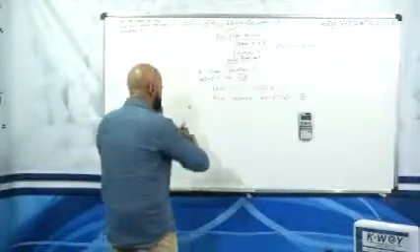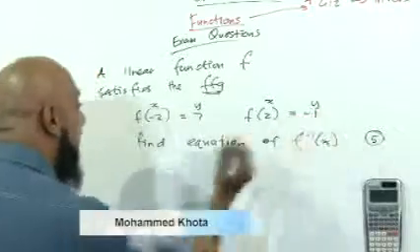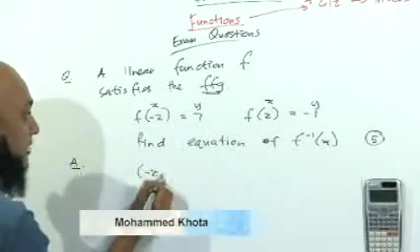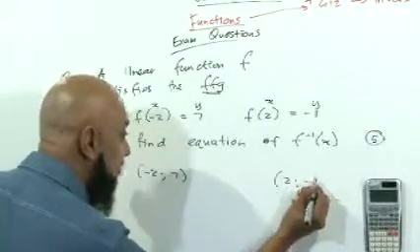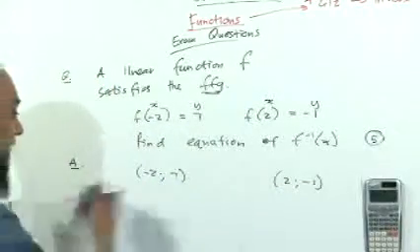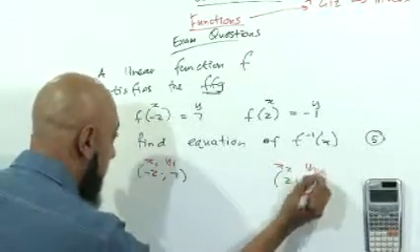So now we know that this is x and that is y, and this is x and that is y. So my two pairs of coordinates are minus 2 and 7, that's my first coordinate, and my other one is 2 and negative 1. We can call this one x1, y1, and that one x2, y2.